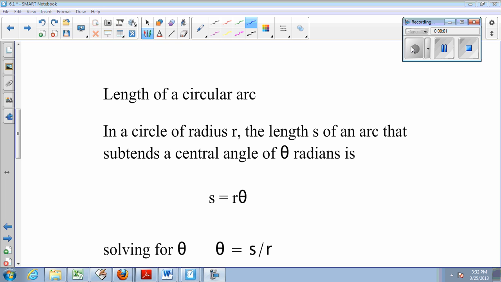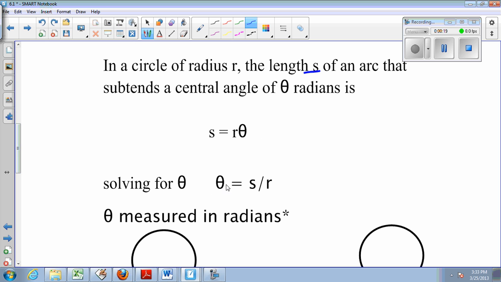Length of a circular arc. In a circle of radius r, the length s of an arc that subtends a central angle of theta radians is s equals r theta. Now typically, we're going to be solving for theta, so we rearrange it to be theta equals s over r. And please note that theta is measured in radians.